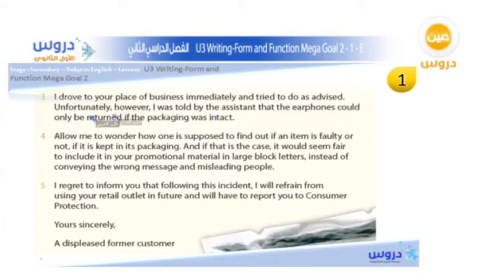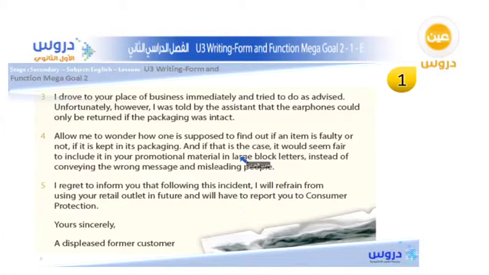in this case. So the fourth part, he said, allow me to wonder how one is supposed to find out if an item is faulty or not if it's kept in its packaging. And if that is the case, it would seem fair to include it in your promotional material in large black letters, instead of conveying the wrong message and misleading people. And this is very important.